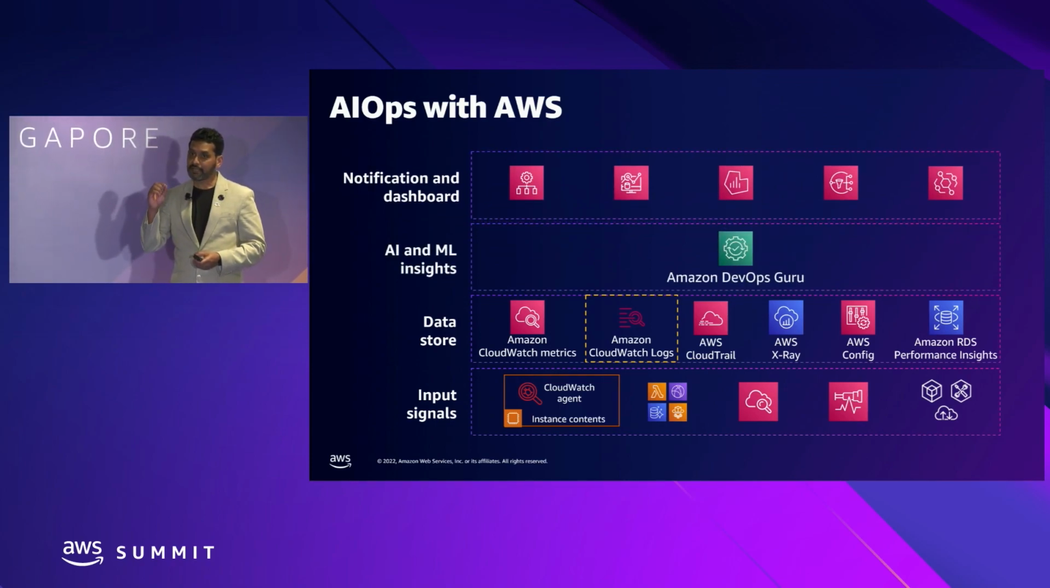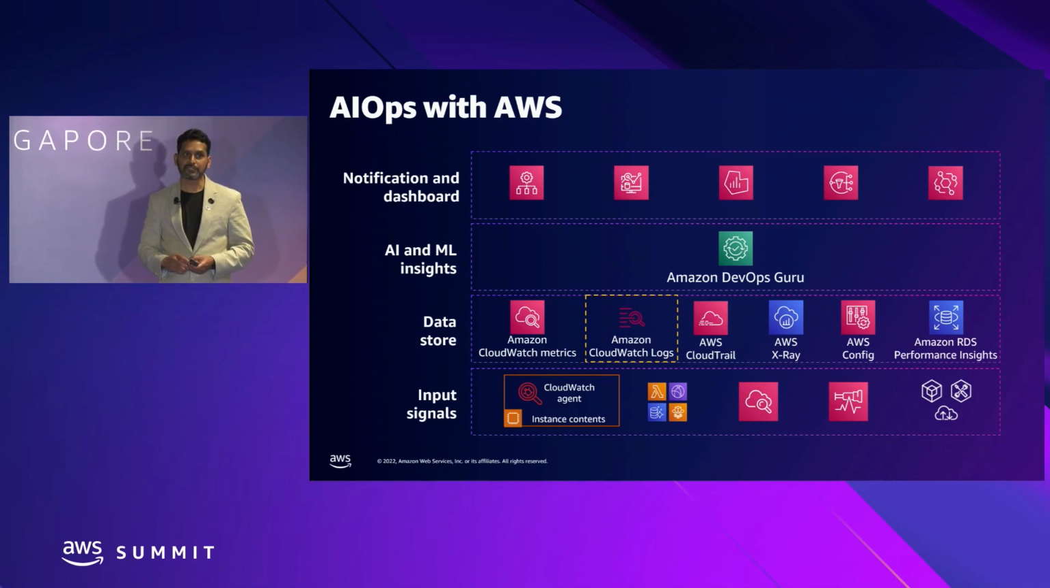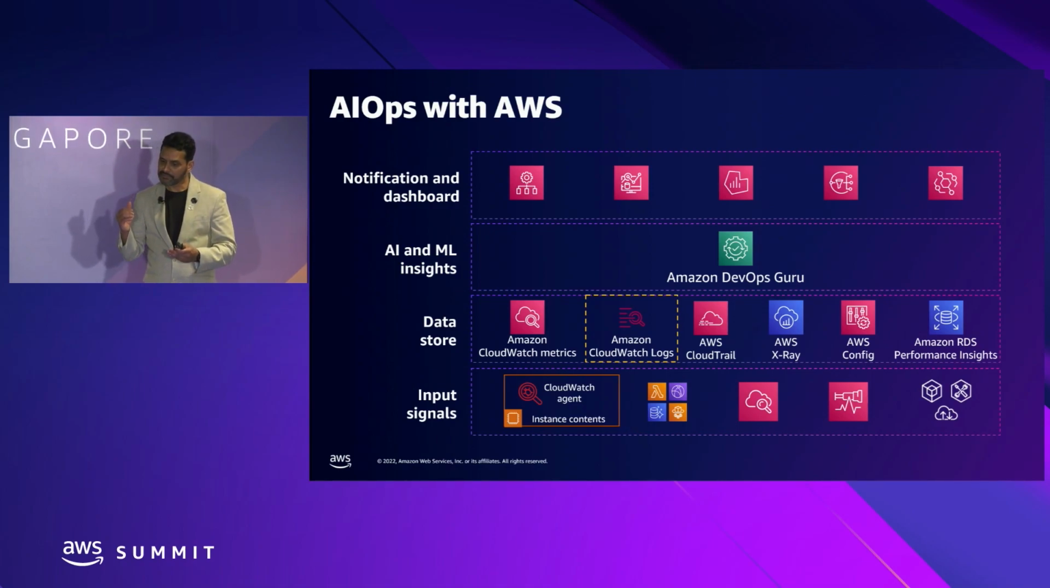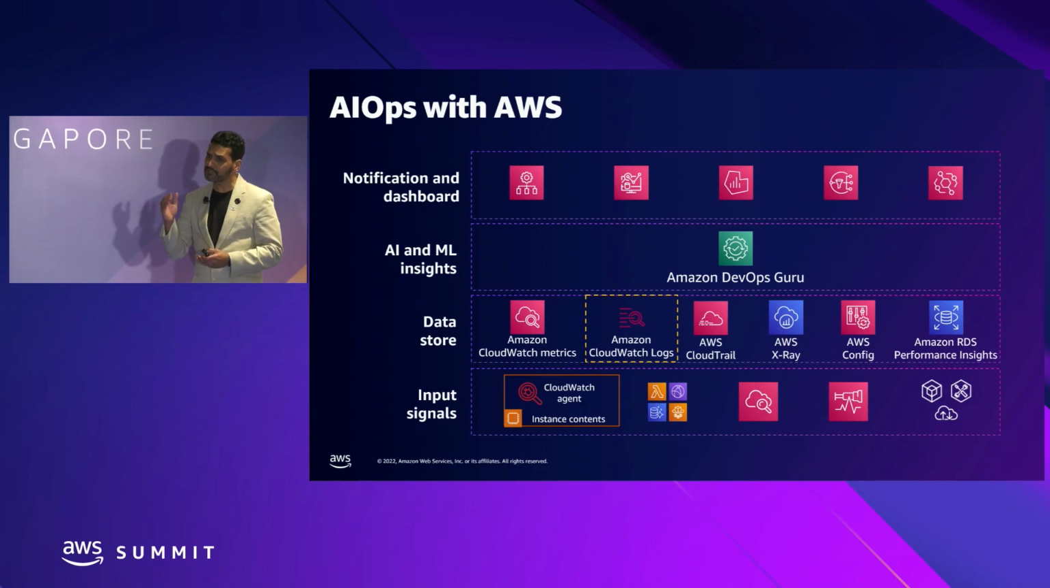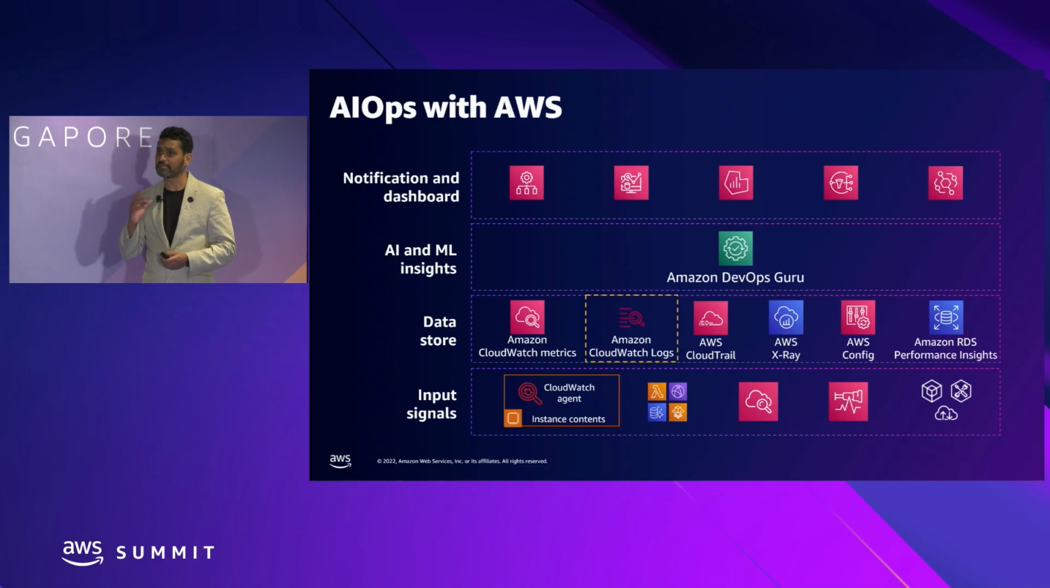And this is where we add an AI ML layer called Amazon DevOps Guru. It's a fully managed AIOps solution from AWS. This will help you to augment your IT operations using machine learning techniques. DevOps Guru continuously analyzes and consolidates the streams of operational data from these multiple sources and produces insights that help you identify and resolve operational issues quickly.